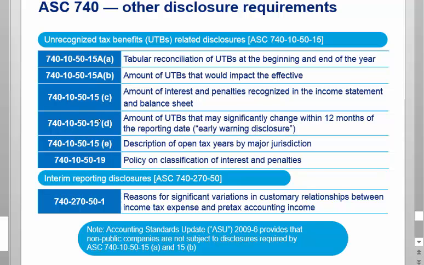All these FIN 48 disclosures around your reserves, like that roll forward you see of the exposures, every year you begin a year with exposures and you end a year with a different balance, and you have to do that roll forward. You have to disclose how much interest and penalties you've accrued. You're supposed to say what you forecast the activity is going to be. All these things you have to say.